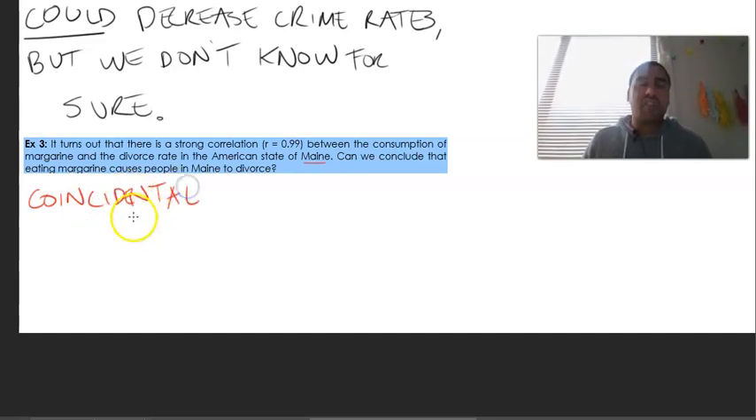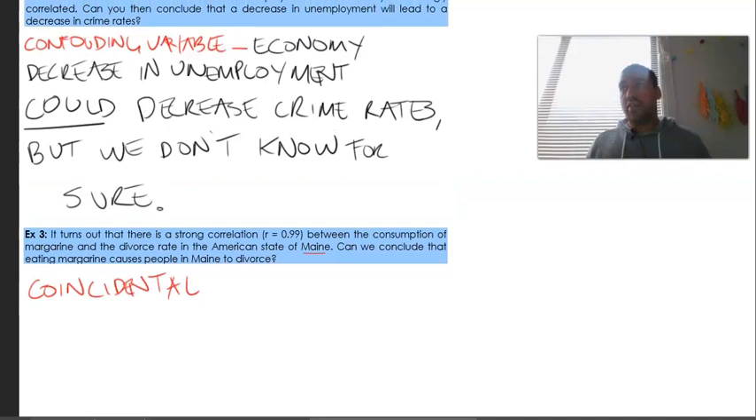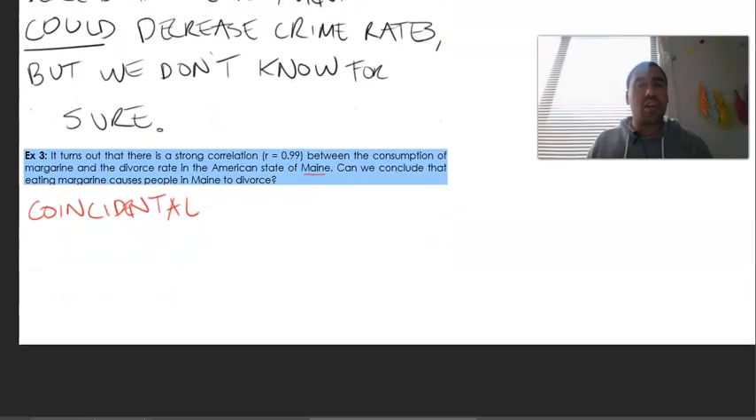I, for the life of me, cannot think of any other thing that could be introduced as a third party or a confounding variable that could cause the sweet people of Maine to divorce if they were to eat margarine. Maybe the husband just eats margarine out of the tub, which causes the wife to not like him. So in this case, it's purely coincidental.